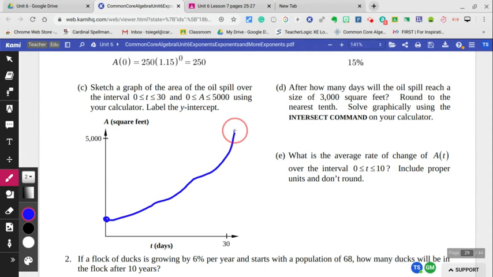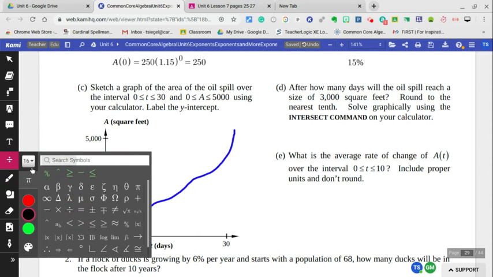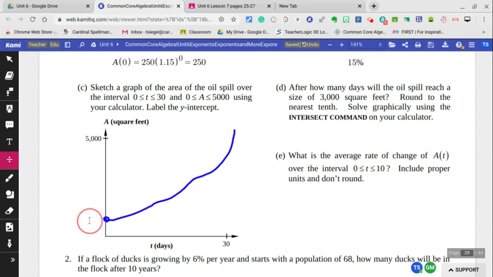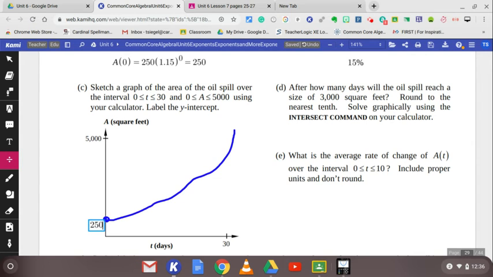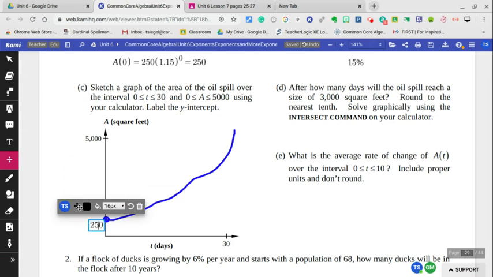All right. And we know that this point has to be 250. All right, so that's our graph. If you want to move things around, you just click it, put that right there. Doesn't that look beautiful?